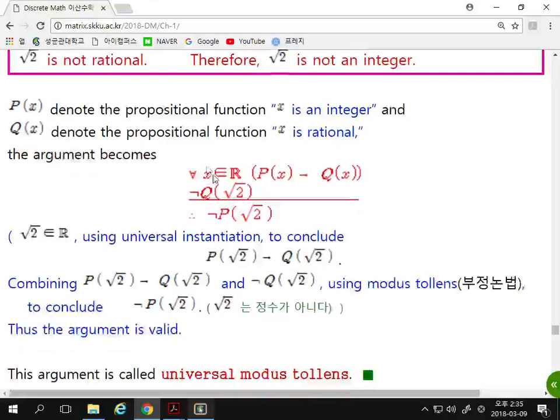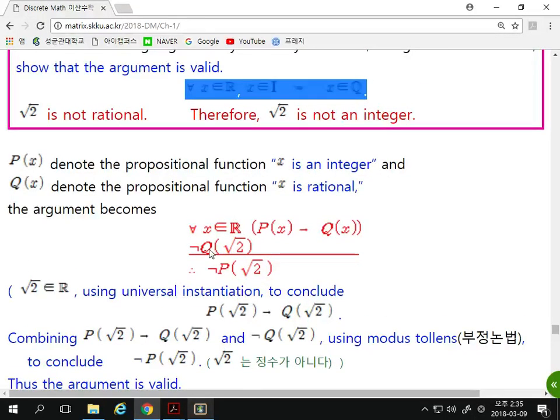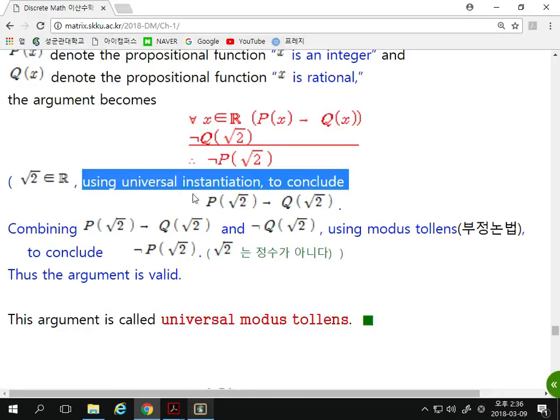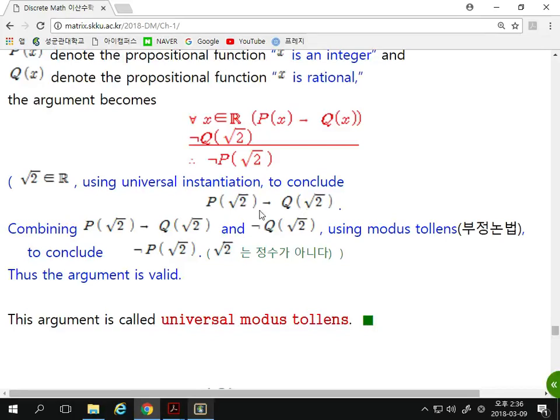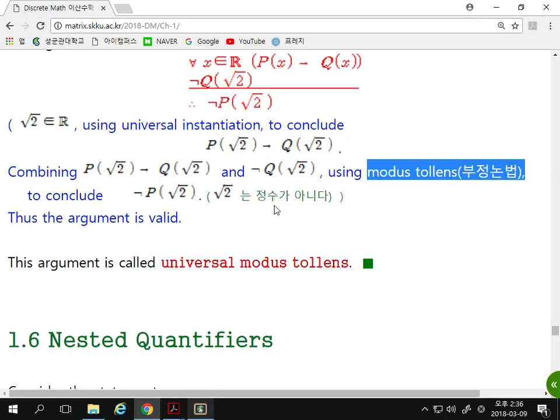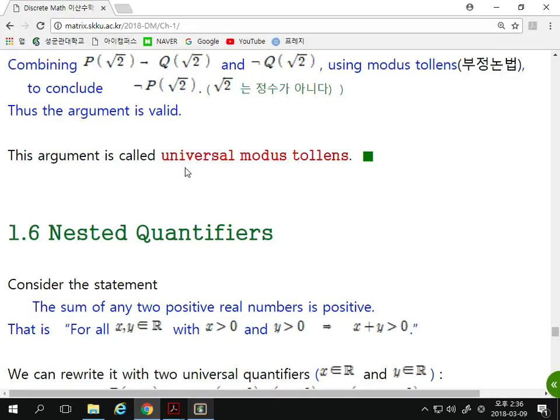So this argument can be written like this. For all x, if P of x implies Q of x is true, but root 2 is not a rational number, so it's not Q of root 2. So this is not true. So this P of root 2 cannot be true. So using universal instantiation, we can conclude this. If root 2 is an integer, then root 2 should be a rational number. But root 2 is not a rational number, so root 2 cannot be an integer. So we used modus tollens to draw this conclusion. This argument is called universal modus tollens.